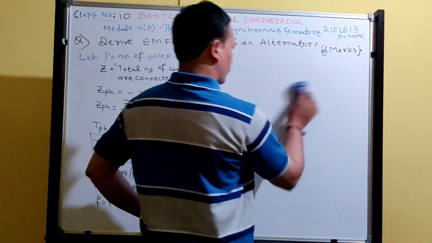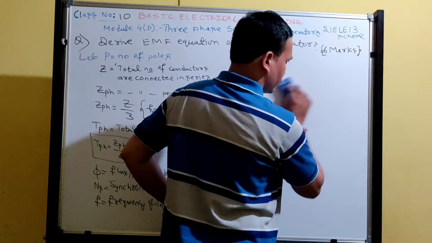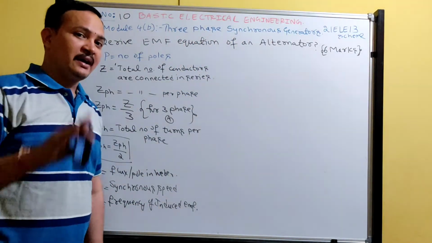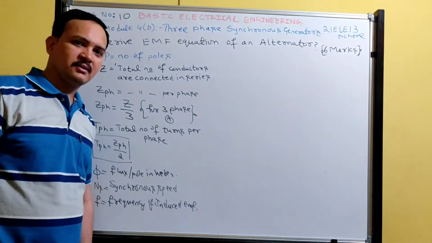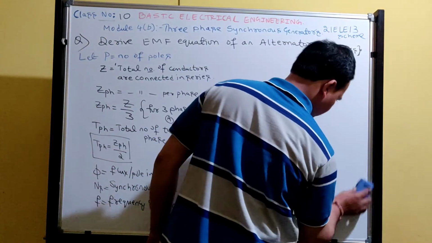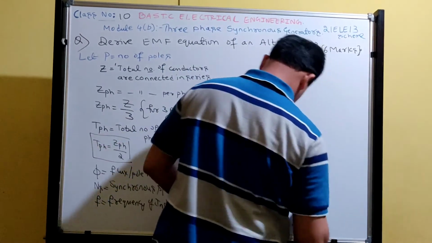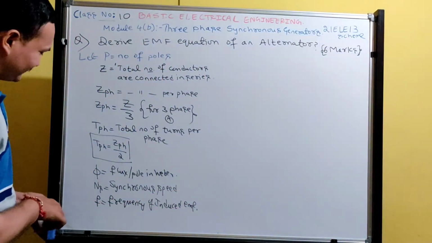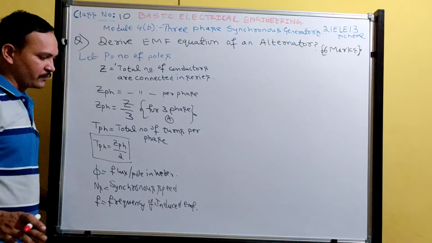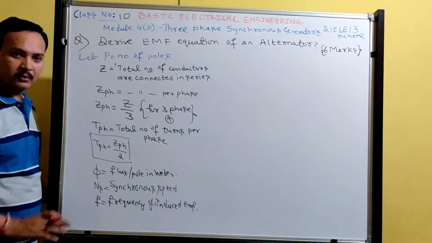Understood, guys? To make 2 turns, how many conductors are required? 4 conductors. 10 conductors is equal to how many turns? Very good, 5 turns. Excellent. Okay, very good. See now, these are the data required. Pause the video and then copy down neatly.